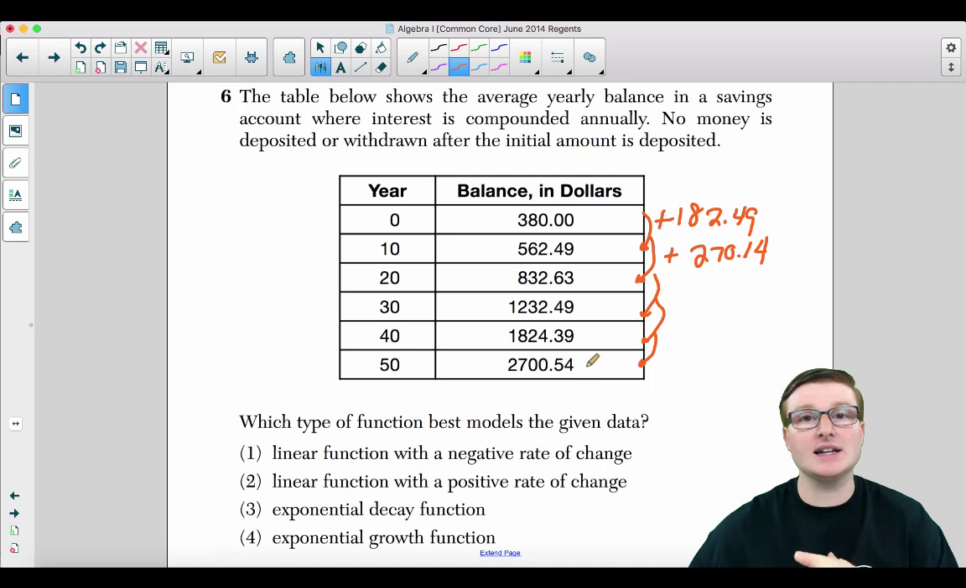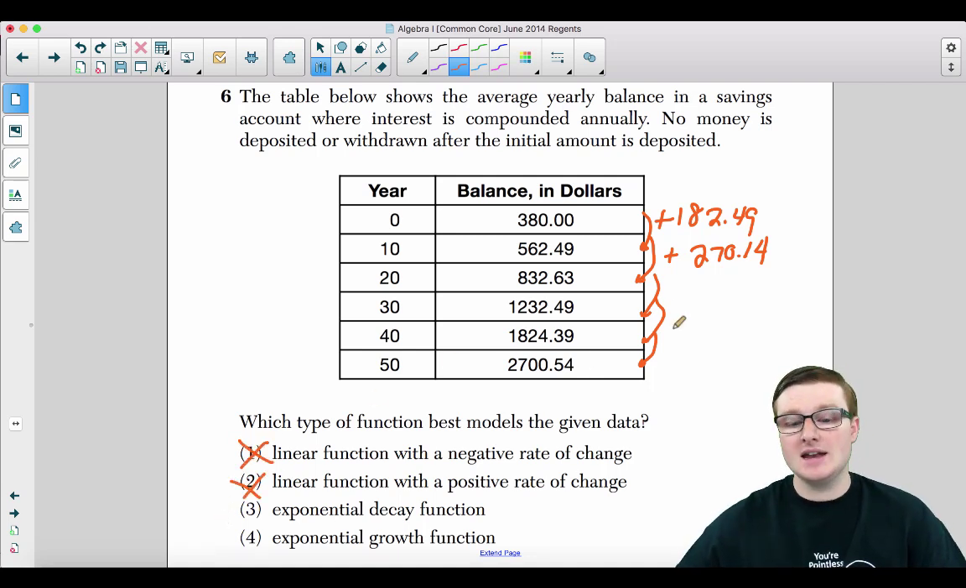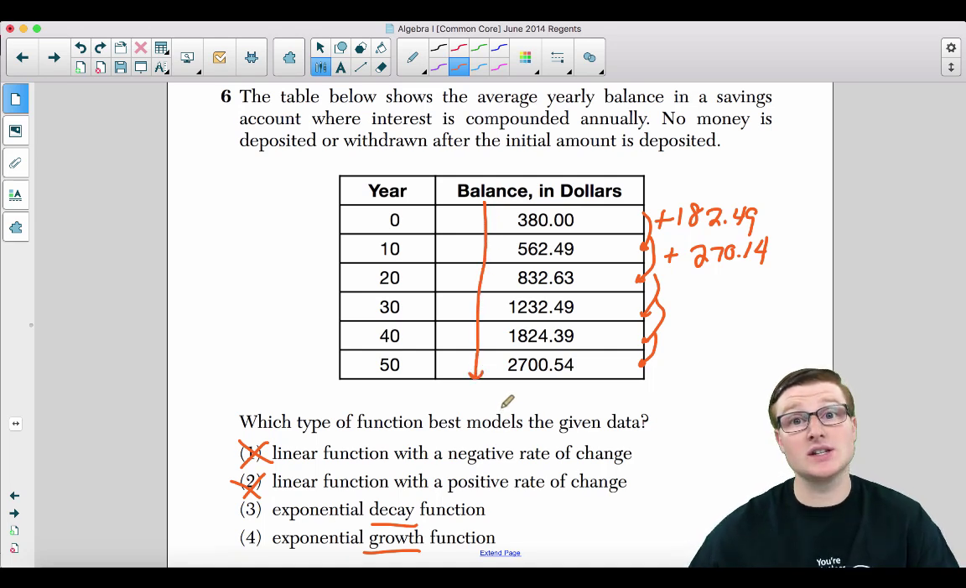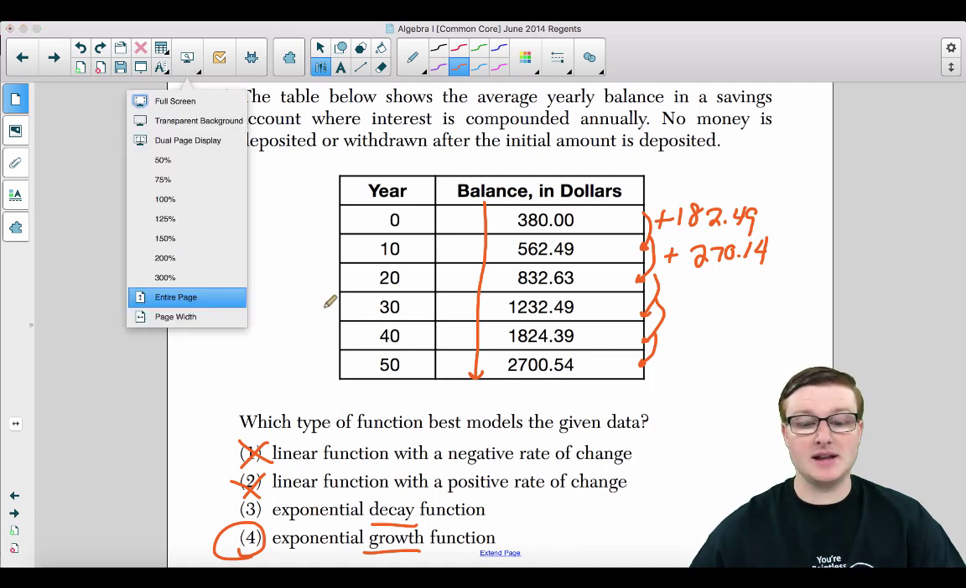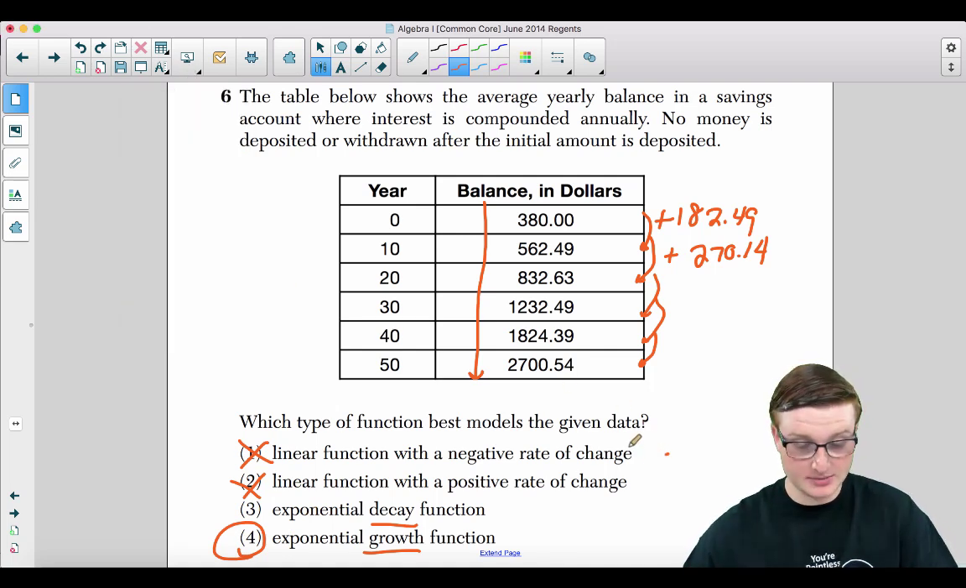Immediately, just by looking at that, it's not linear. So we could get rid of choices 1 and 2. Now, it says exponential decay or growth. Well, is this increasing? Are all these numbers increasing? Yes, it is. So your answer is going to be choice 4, which is exponential growth. And that's how you do question number 6.